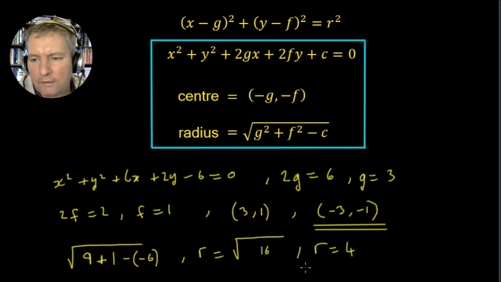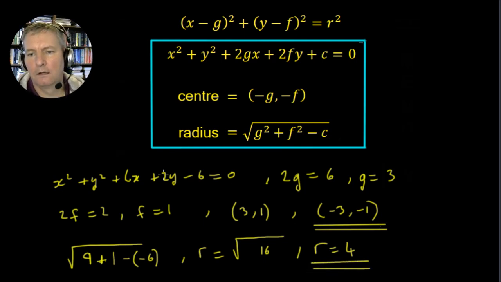So that means that this equation in expanded form here is the equation of a circle whose centre is (−3, −1) and the radius is a value of 4. So let's look at another example of this.